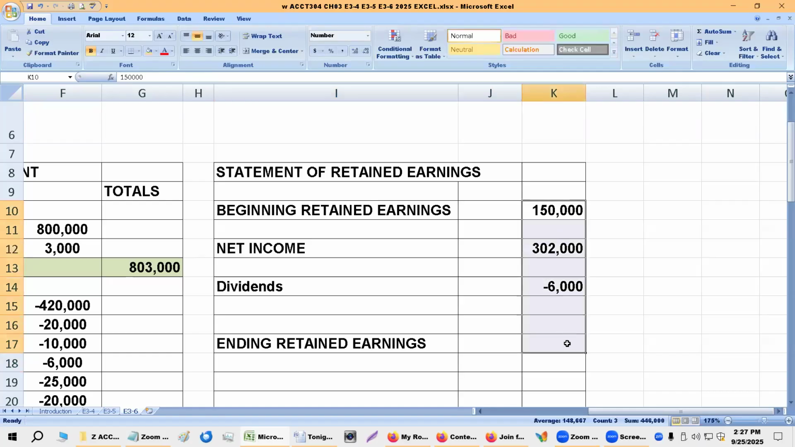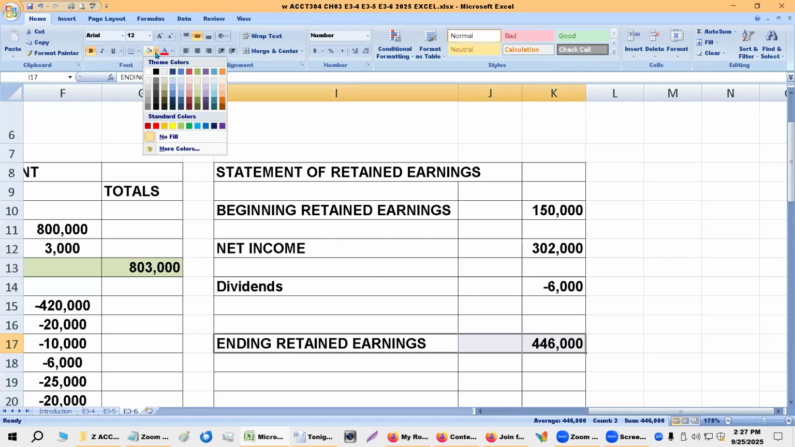See if this works. $452 minus 6. Hey, it worked. All right. Yeah, let's make that turquoise.